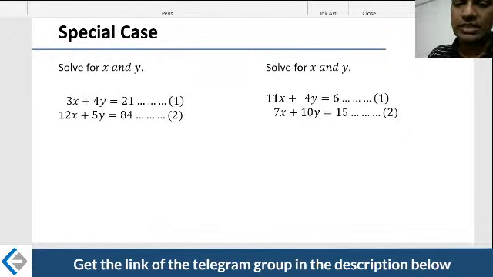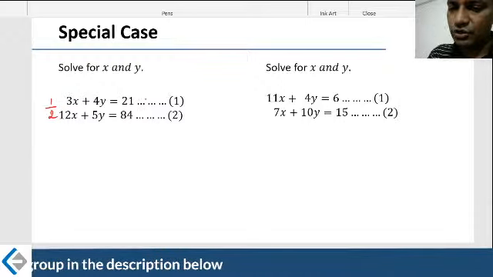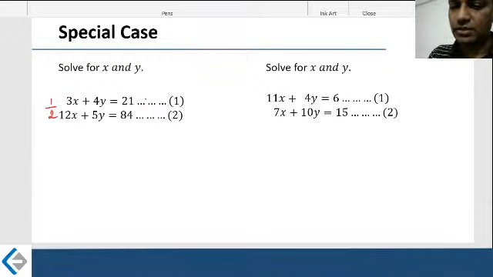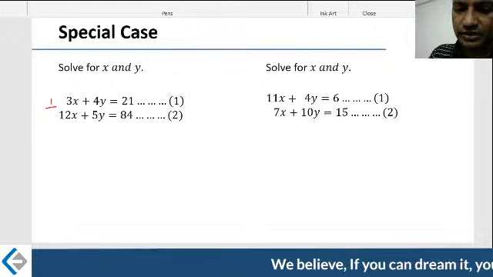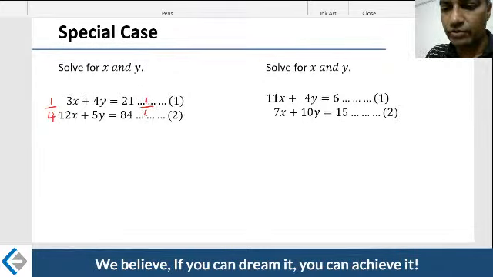Now take a look at this. What is happening here? Some of the coefficient ratios are matching. Here the ratio of the coefficient of x is 1 by 4. Look at the ratio of the coefficient of the constant terms, that is also 1 by 4.